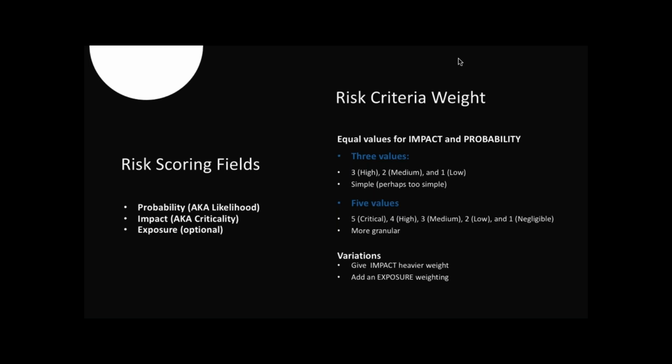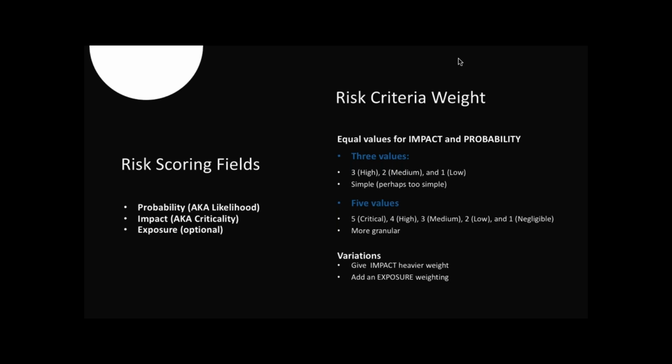So here's just a quick example of some risk scoring fields where you've got to have, at a minimum, ratings for probability, remember also known as likelihood, and impact, also known as criticality. Another optional field is to look at the exposure, which we talked about earlier. So you could keep it relatively simple, come up with just the 3 values which we discussed. The disadvantage to that is it might be a little bit too simple.